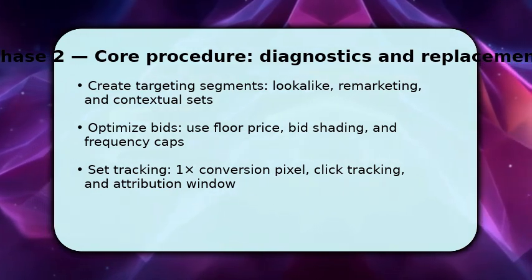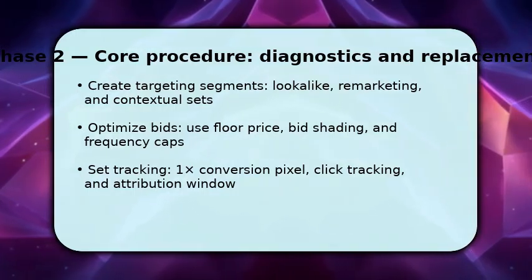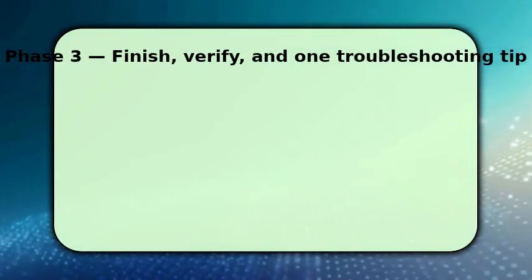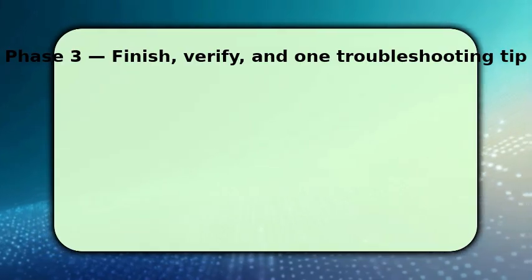To finish, evaluate results against your CPM and CPA targets. Look at CTR, viewability, eCPM, and ROAS. You should scale winning cells 2 to 4 times while pausing losers and reallocating budget toward high-value segments.